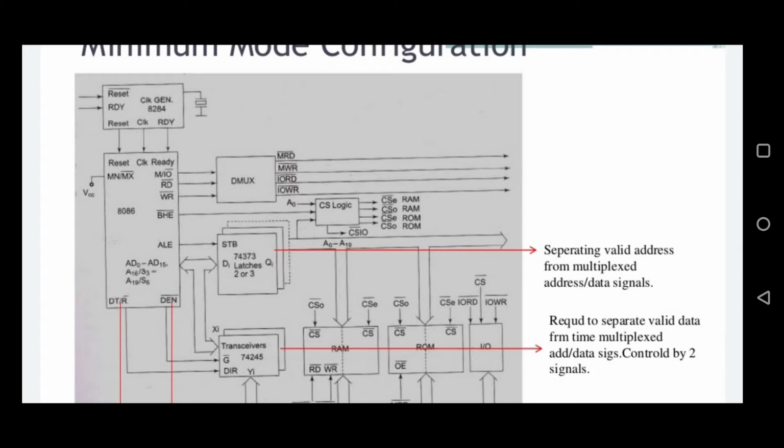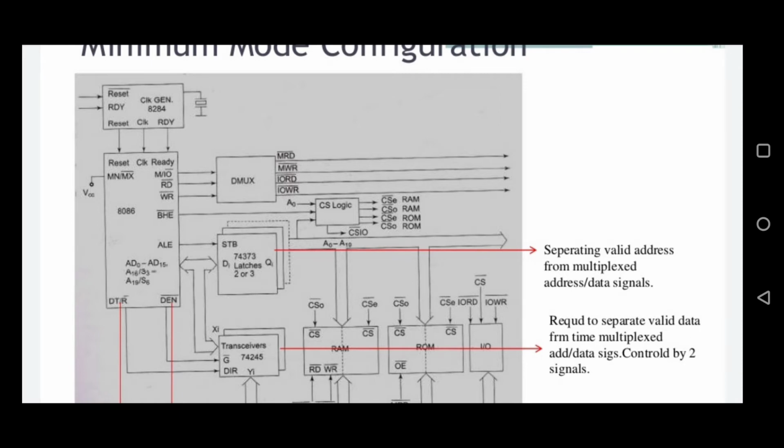The remaining components are the latches, transceivers, clock generator, memory and IO devices. First, latches. Latches are generally called buffered output D-type flip-flops. It has versions like 74373, which is shown in the diagram. The function of latches is to separate the valid address from the multiplexed address and data signals, and it is controlled by the ALE signal generated by the 8086 microprocessor.